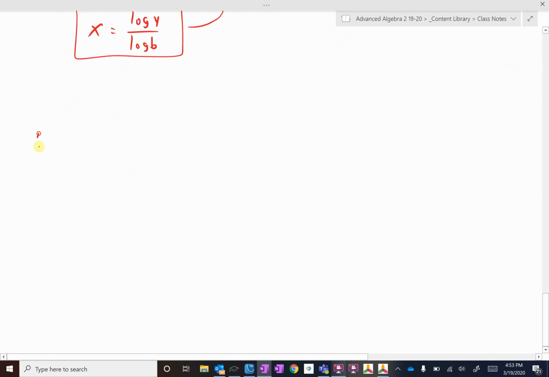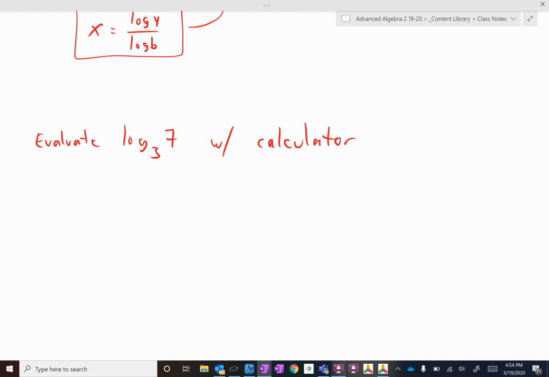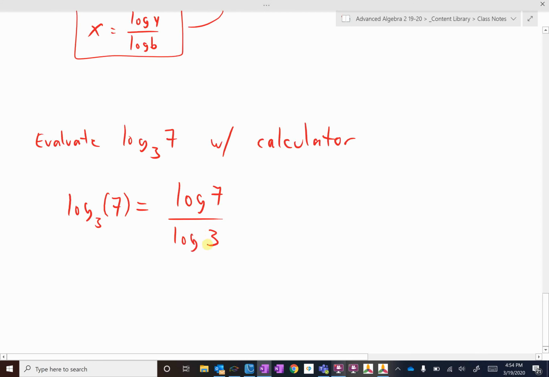So if I said, for example, evaluate log base 3 of 7 with your calculator, again, most of your scientific calculators aren't really going to allow you to enter this subscript base 3 here. So in order to do that, I can use my change of base formula. Change of base formula says that log base 3 of 7 would be equal to log base 7. The power of 7 goes on top, and the base of 3 goes on the bottom, just like it's been happening in all the other cases, right? Power on top, base on bottom. And I could type this into my calculator.